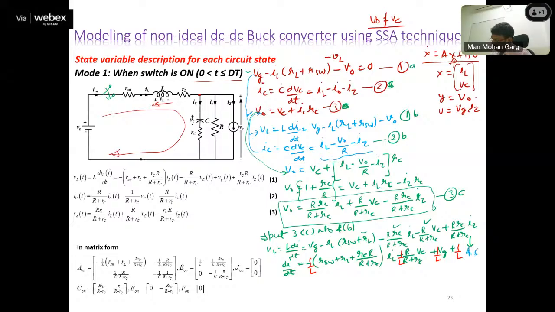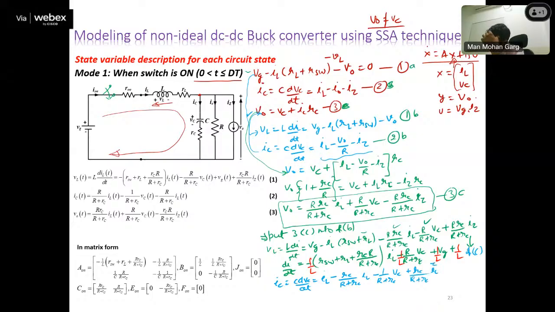Now we need to get this IC also. So IC equal to C dVc by dt equal to IL minus V naught upon R minus IZ. So IL minus V naught upon R, where V naught is this one divided by R. So this will be RC upon R plus RC IL minus 1 upon R plus RC VC, right? Minus minus plus, so this is plus RC upon R plus RC IZ.